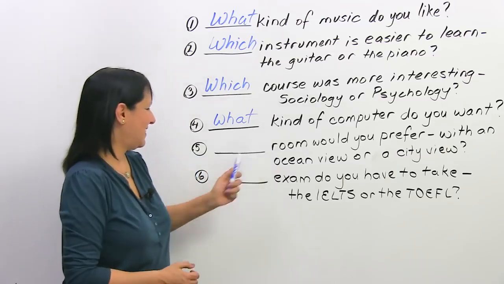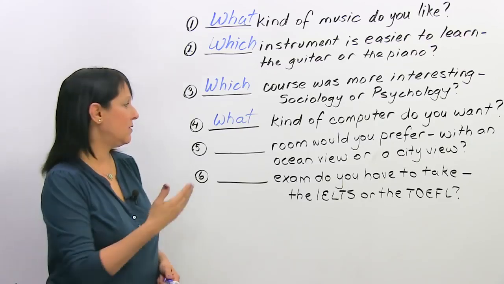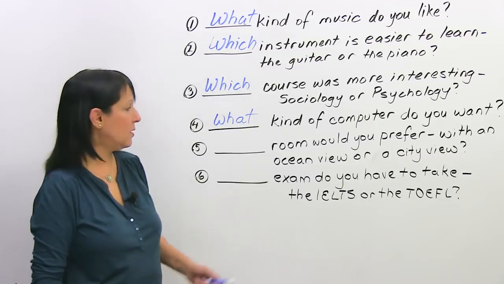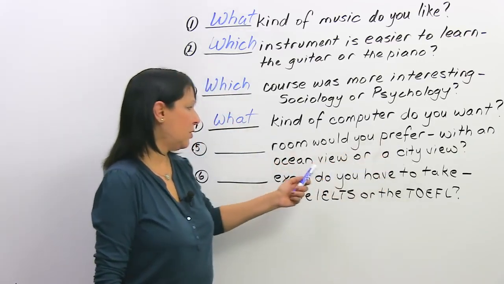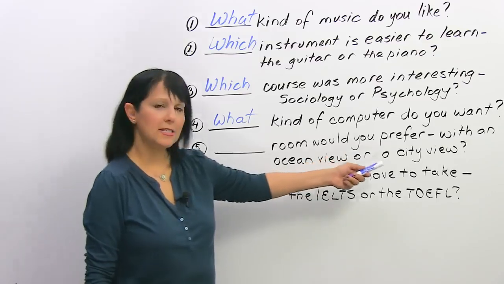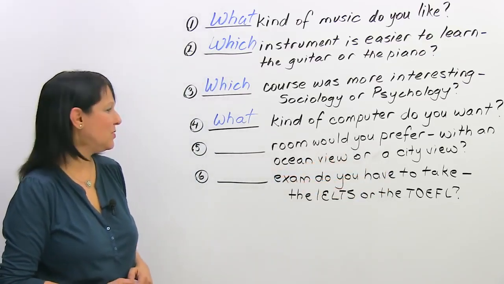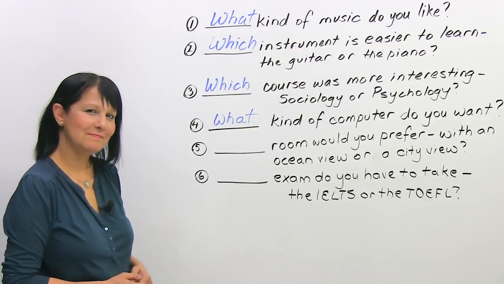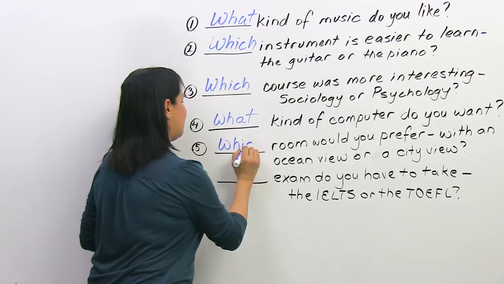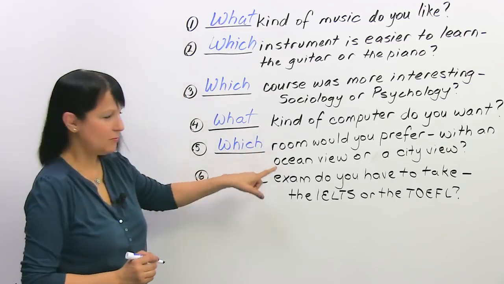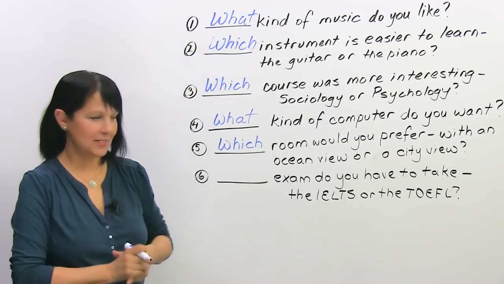Okay, all right, next. You want to make a hotel reservation, and the reservation clerk asks you, blank room would you prefer? With an ocean view or a city view? Okay, so what's the right question word to use here? Yeah, you got it. Which room, right? Once again, we have specific, limited possibilities.